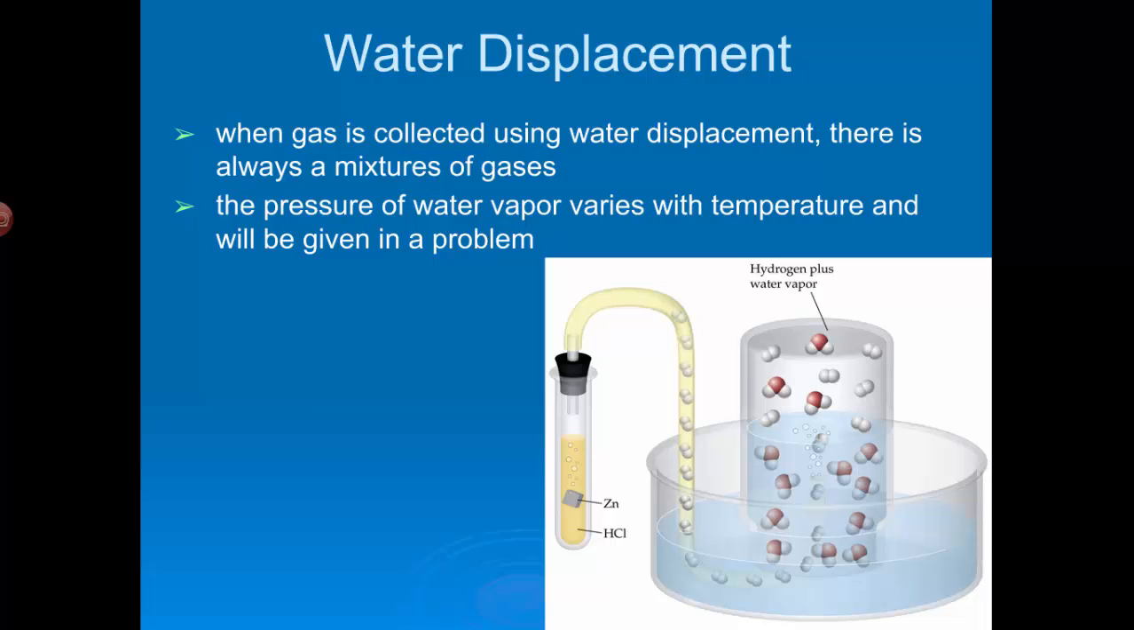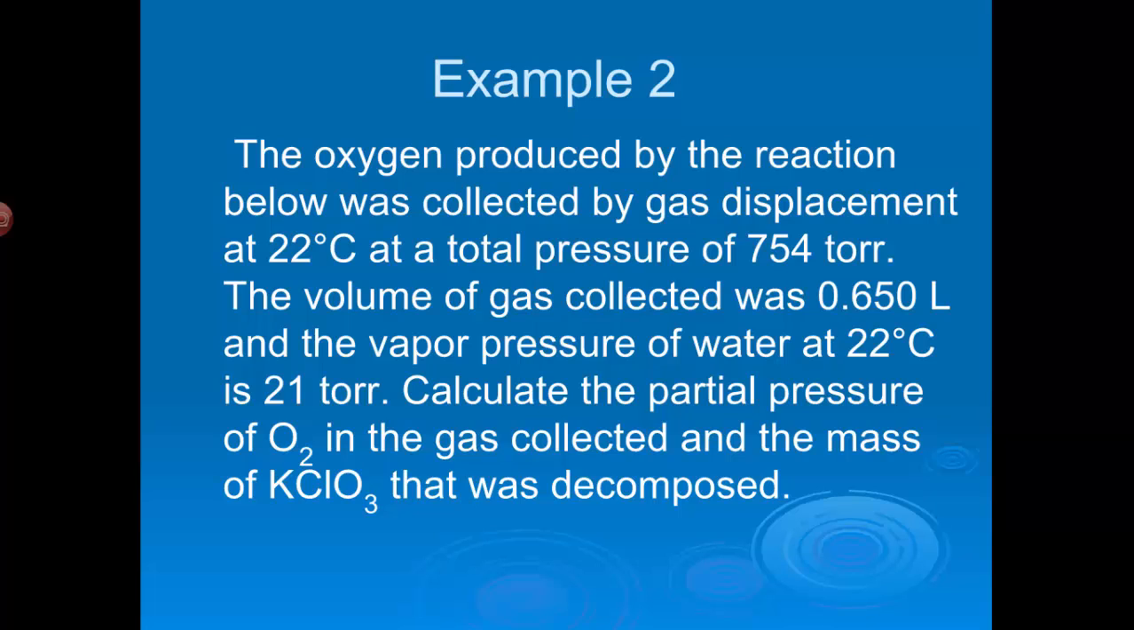Often we only want to know about the gas that we're creating. We don't want water, so we'll have to subtract it out. And that's why you'll need the amount of pressure that water is going to be contributing, which you can either look up or, like I said, it'll be given to you. So the total pressure inside the space above the water in that upside down jar is a combination of the pressure of the hydrogen gas that we're creating with this reaction and the pressure of water vapor.